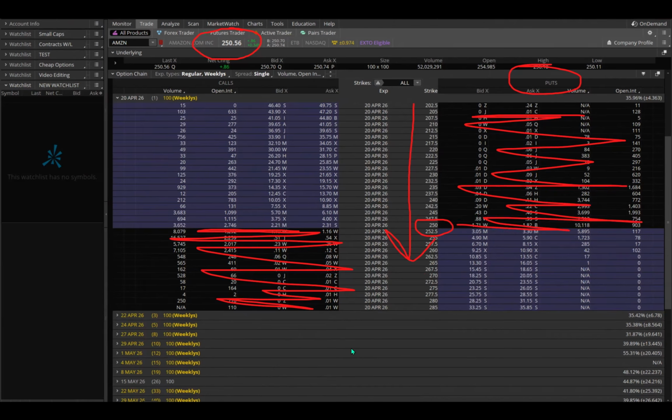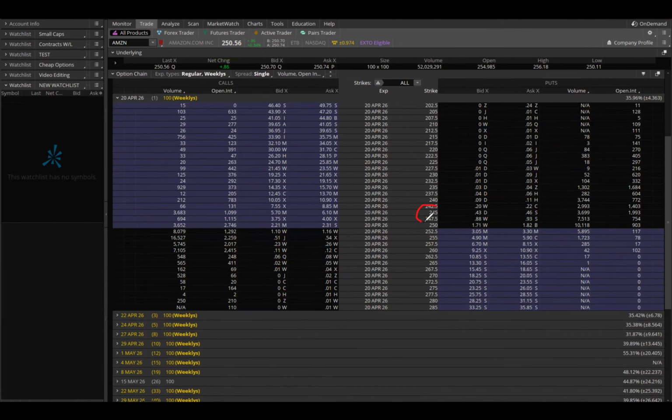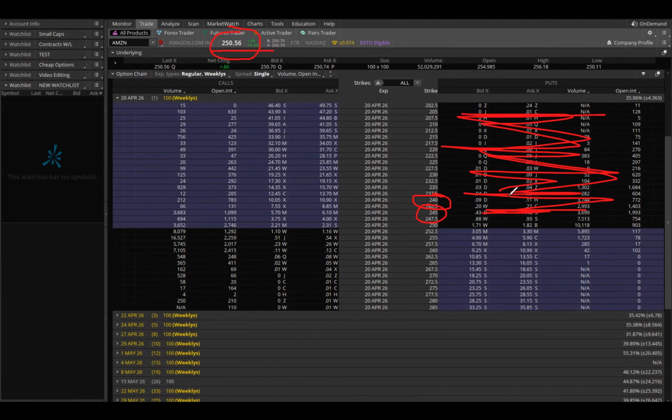Okay? So in this case, you're betting that the price is going to be below 245. It closed $5 above 245. Same thing, you bet it was going to be below 240. It closed 10 points above. So all of these will expire zero as well.